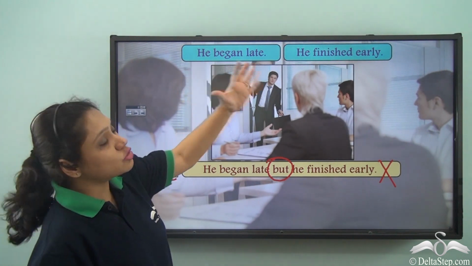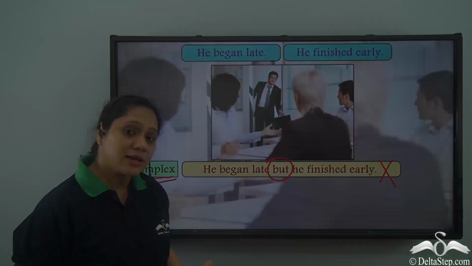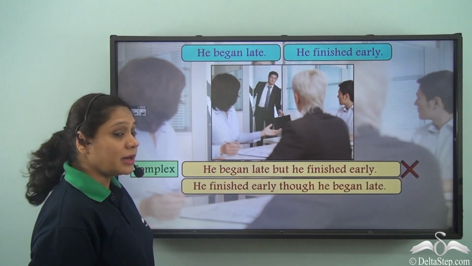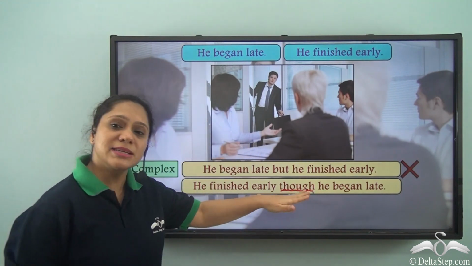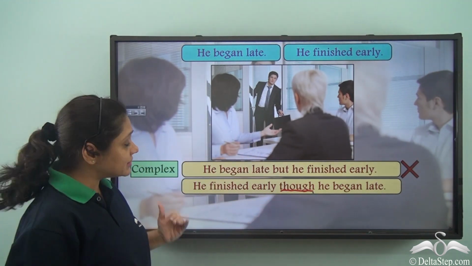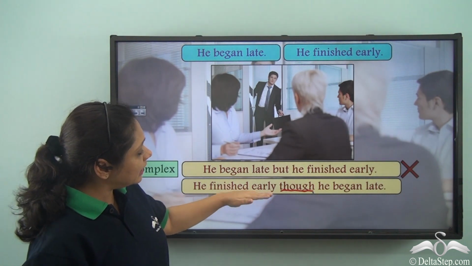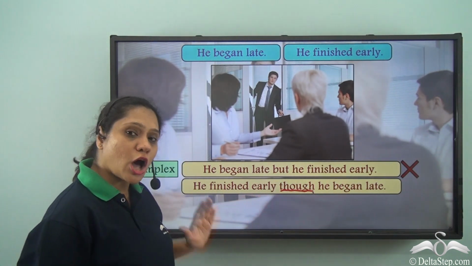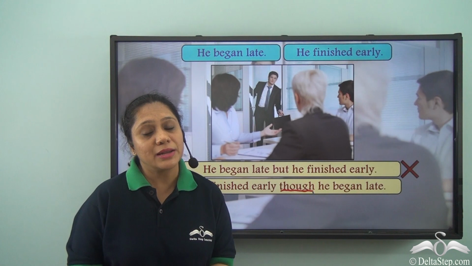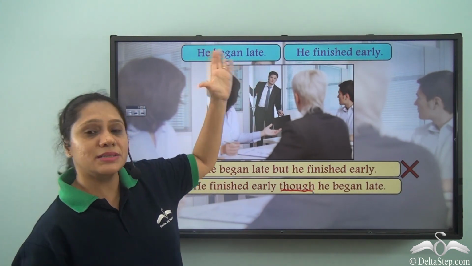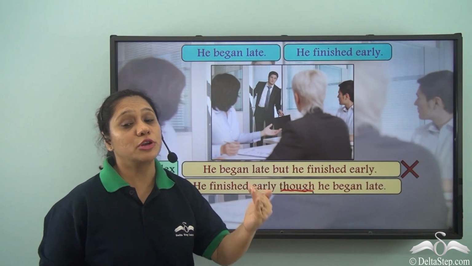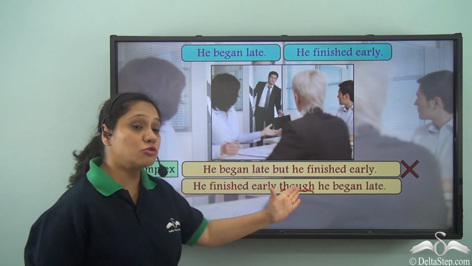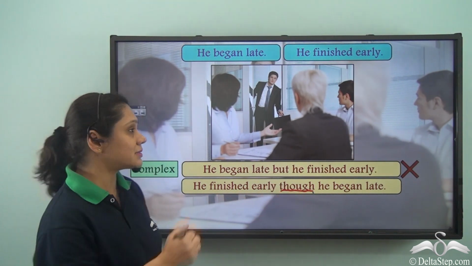So because these two clauses give us contrasting ideas, how will we join them to form a complex sentence? We will use the conjunction though. This is a subordinating conjunction and our sentence will become, he finished early though he began late. So this sentence is now a complex sentence. If you have been given instructions to join sentences like this without the help of using and, but or so, then how will you do it? You will use though to join both these sentences.